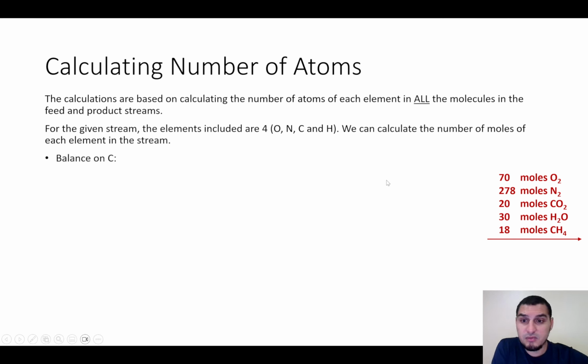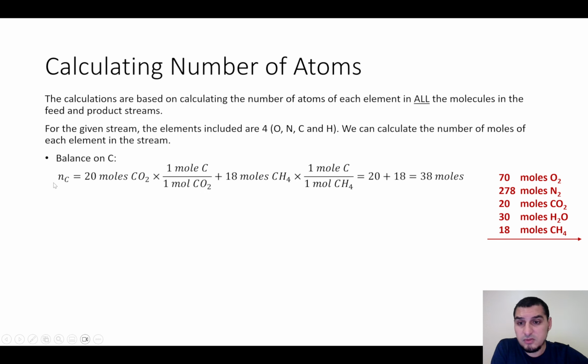And we can calculate the number of moles of each one of these atomic species. For example, let's start with carbon. We have carbon in carbon dioxide and in methane. If we want to calculate the number of moles of carbon in the mixture, it's not a balance on carbon, it's not the right word, then it's going to be 20 moles, and each one of these moles contains 1 mole of carbon, and 18 moles, and each one of these moles contains 1 mole of carbon. So it's going to be 20 times 1 over 1 plus 18 times 1 over 1.